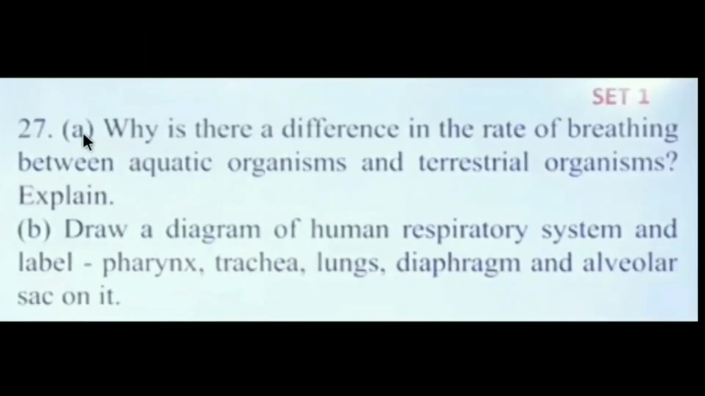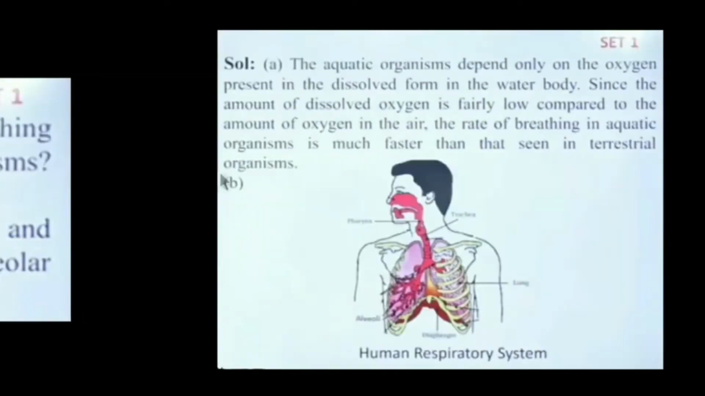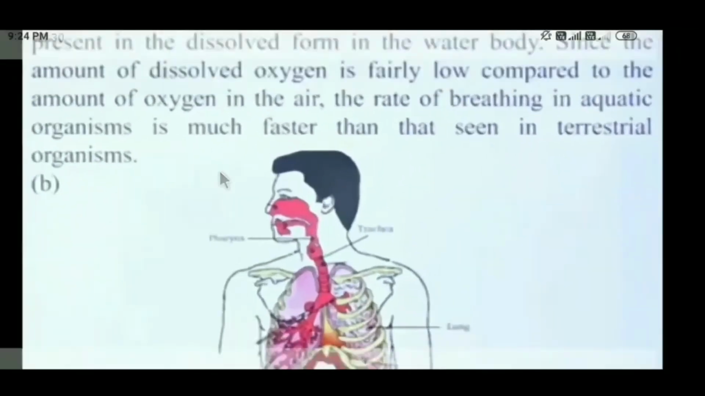उसके बाद ऐसा क्वेश्चन आया था, ए और बी दोनों क्वेश्चन है. A is, why is there a difference in the rate of breathing between aquatic organisms and terrestrial organisms? Explain. तो फर्स्ट वन का आंसर देख लेते हैं.